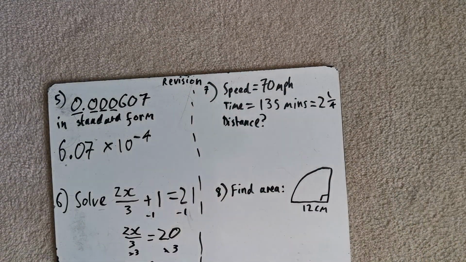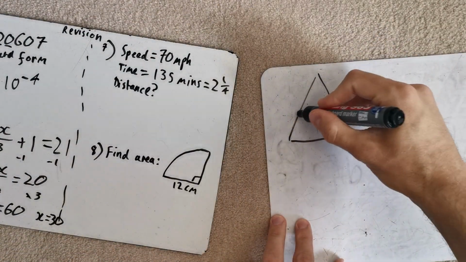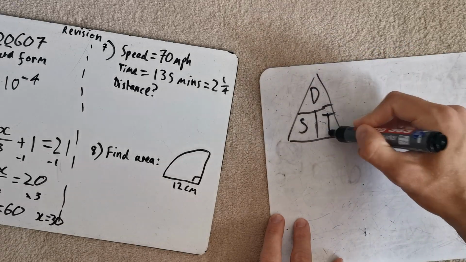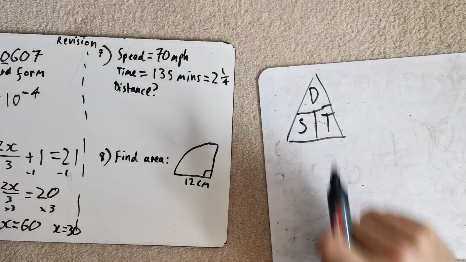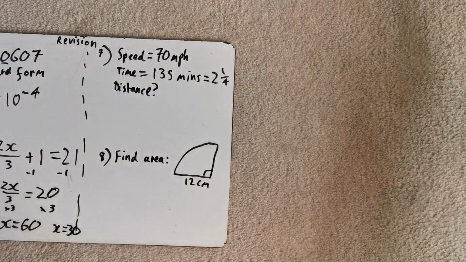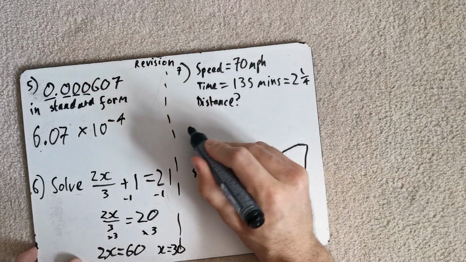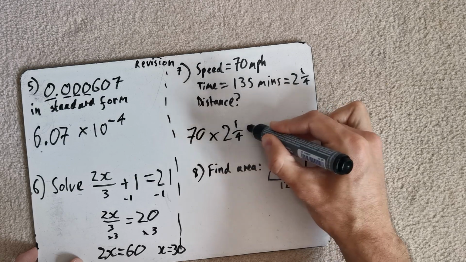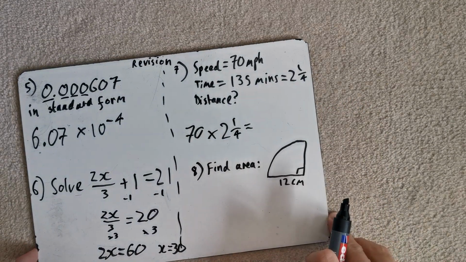Okay, now you might remember our speed, distance, time triangle. D goes up there, S goes there, T goes there. So we're trying to find out what the distance is. So we're going to do speed times time. Okay, so distance is speed times time: 70 times 2 1/4. Well, 70 times 2 would be 140.